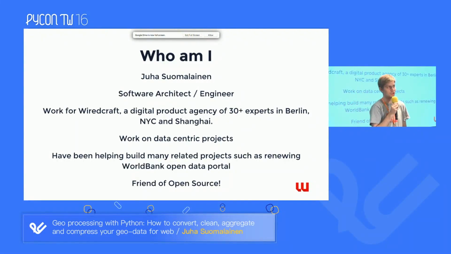So quick introduction on who I am. My name is Juha Suomalainen. I come from Finland. I am a software architect and engineer. I still write code, and usually when I write it's Python, but I don't have that much time to write anymore. I work for a company called Wiredcraft. We are a digital product agency, and we are in Berlin, NYC, and Shanghai. And as she told me, I am located in Shanghai, so close by here.